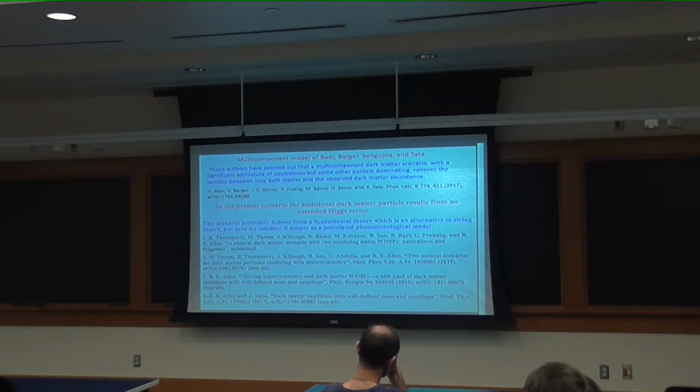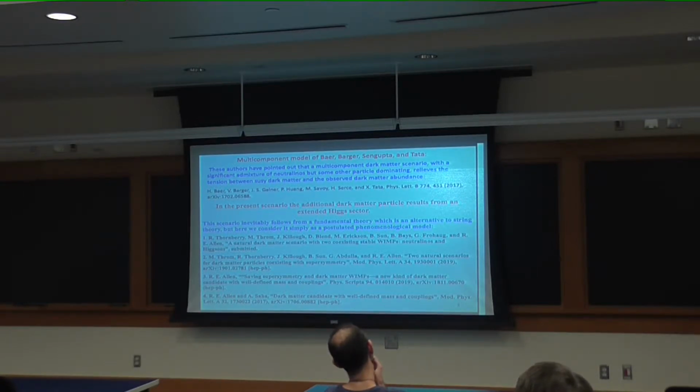This is a paper by Howie Baer and Vernon Barger and Xerxes Tata and their graduate student, Ajay Gupta. They pointed out that if one has a multi-component dark matter scenario with a supersymmetric neutralino as one of the components, like a wild stab, say 10%, and some other particle dominates, they were thinking in terms of axions, then the tension between the SUSY dark matter and the observed dark matter abundance is ameliorated.